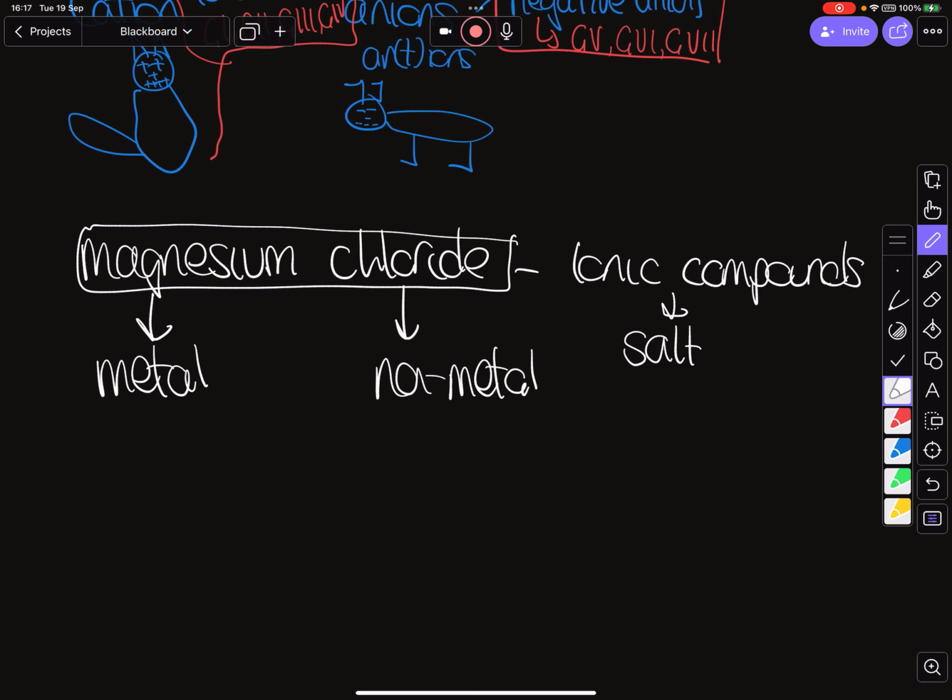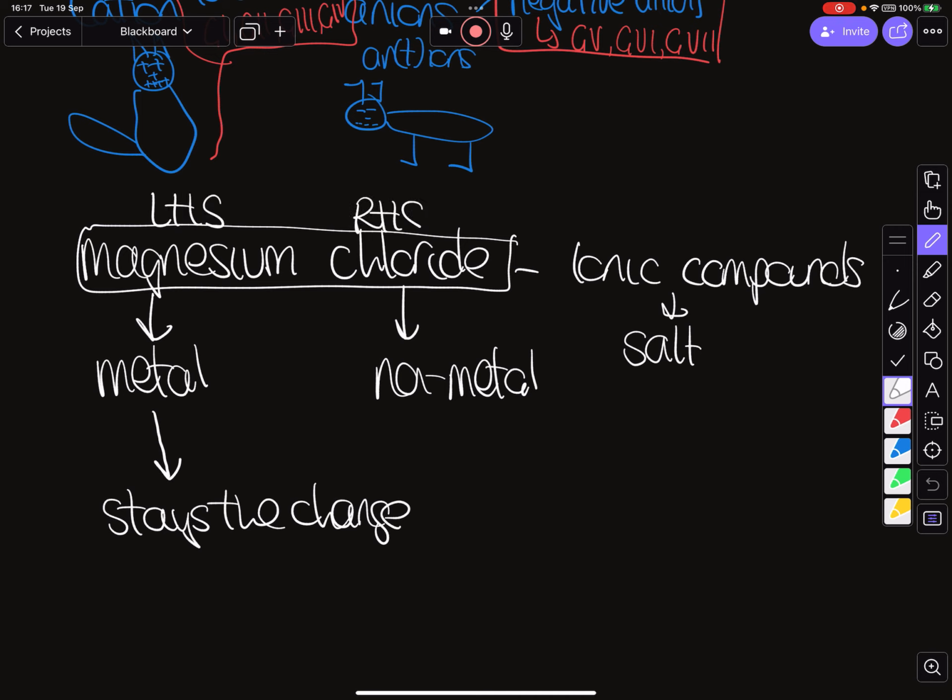So the rule for the metal when we are naming metal salts is the metal name stays the same. It does not change. So you just have to recognize that this is a metal and a non-metal by looking at my periodic table. So this guy is going to be on the left-hand side of my periodic table. This guy is going to be on my right-hand side. That is a metal and a non-metal.